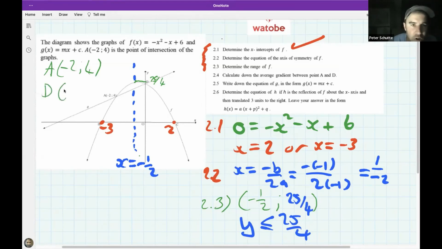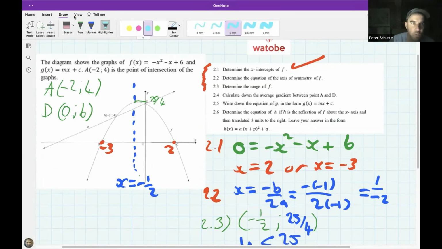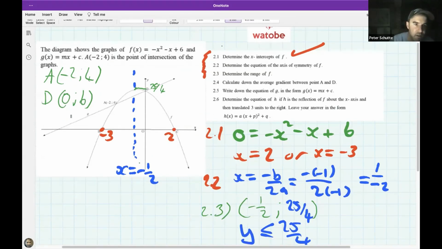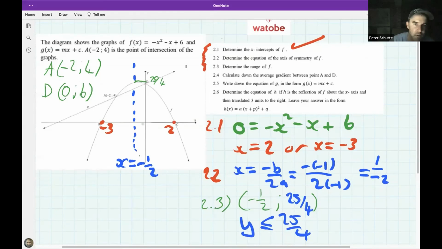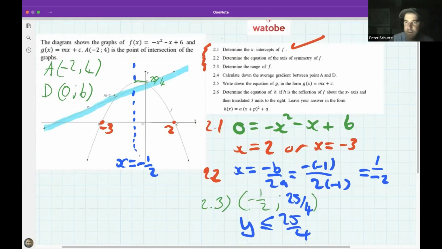coordinates are 0, 6. So I want you guys to work out, when they say calculate the average gradient, they just mean find the gradient between A and D. And so I want you guys to work that out now. And then, once you've worked out that gradient, I want you to work out the equation of this line G, which is over here. And then we might even be able to squeeze in 2.6, and then we're done for today.